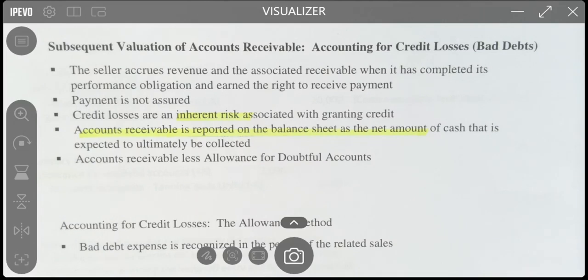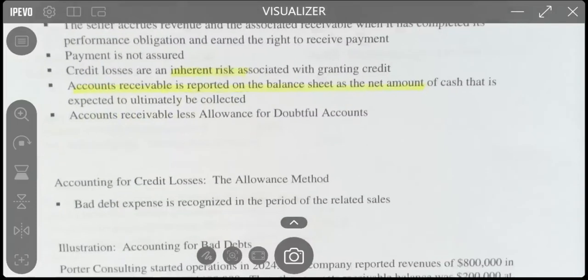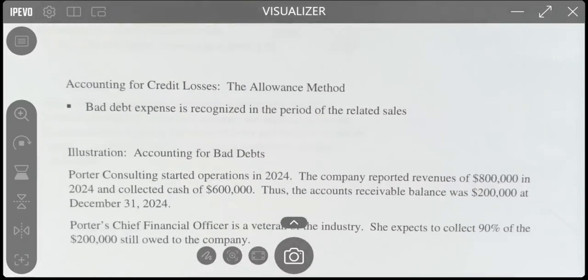Payment is not assured, though, when we grant credit. Credit losses are an inherent risk associated with granting credit. Accounts receivable is reported on the balance sheet as the amount of cash that is ultimately expected to be collected. That is the accounts receivable total less the allowance for doubtful accounts. And so let's look at the accounting for credit losses.